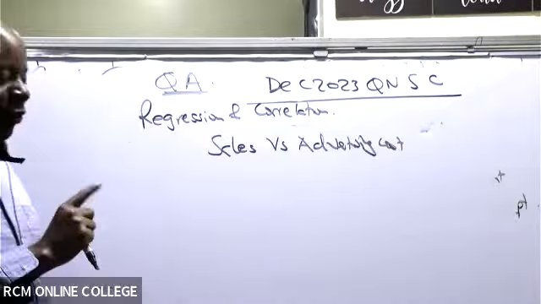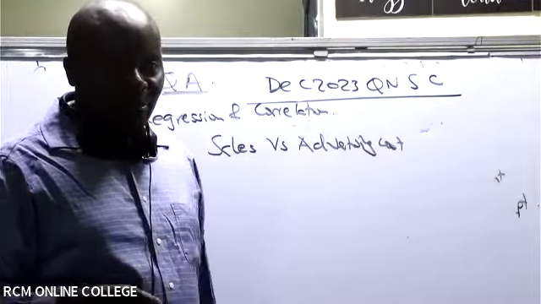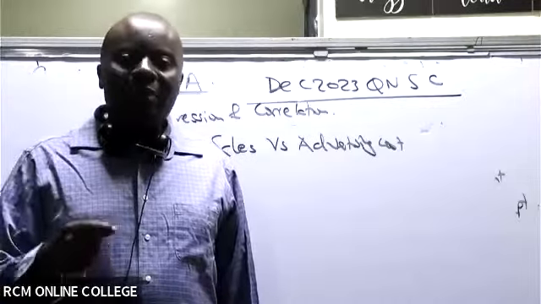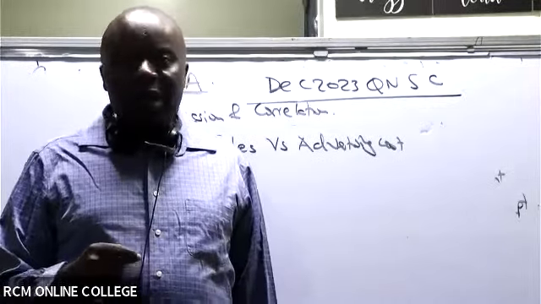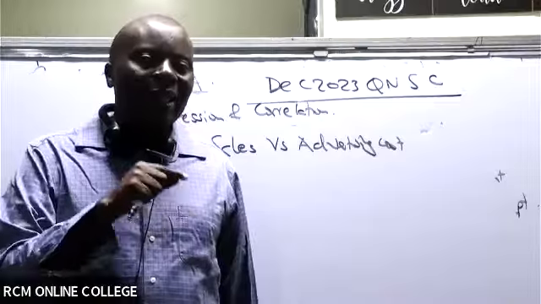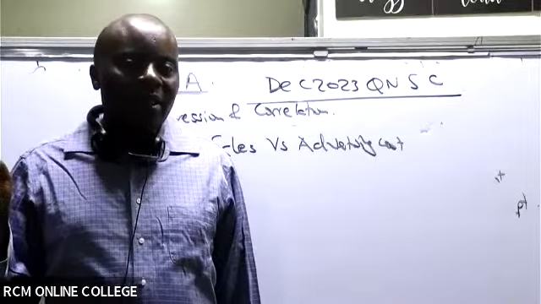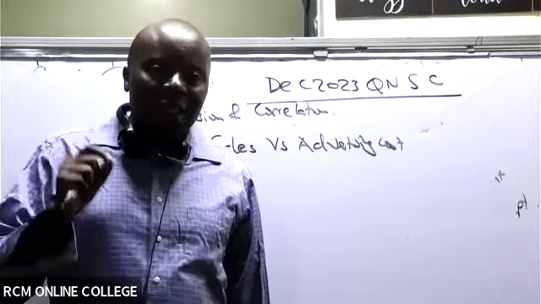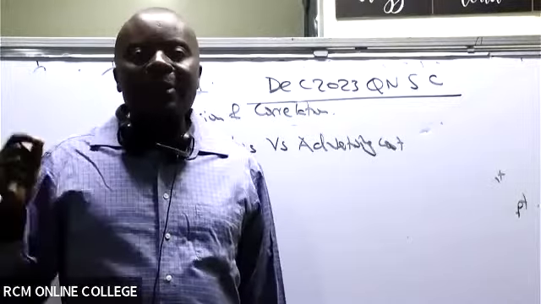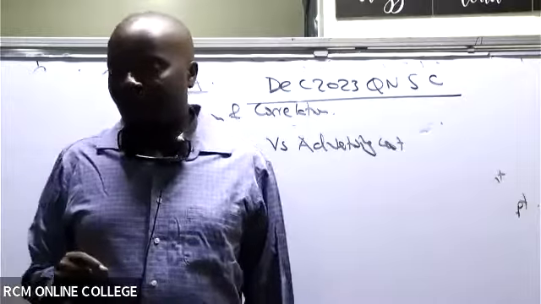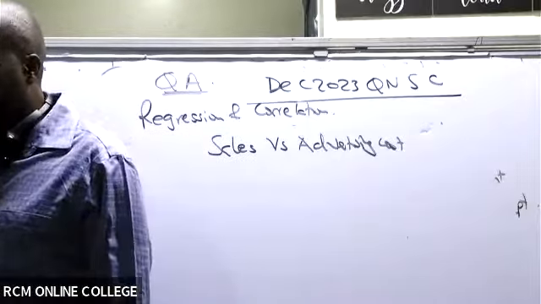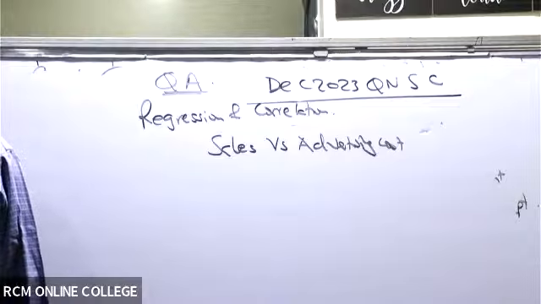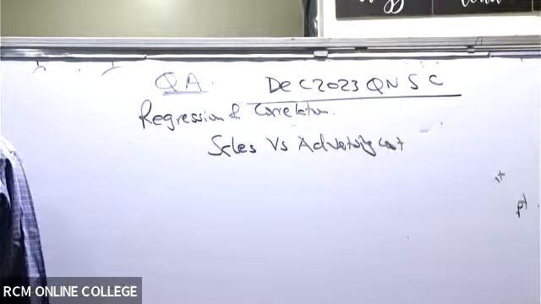Here you will have to really look at the responding variable, the one that responds to the other. So let me just put this question to you. Is it true that advertising cost depends on sales, or is it the other way around? Which one do you think depends on the other? Which one responds to the other?